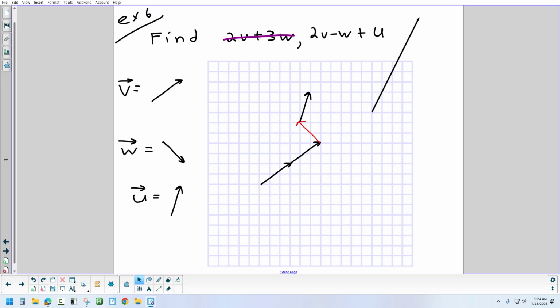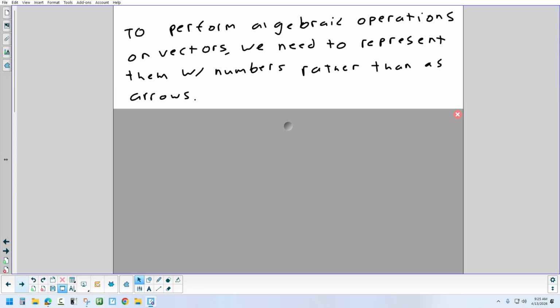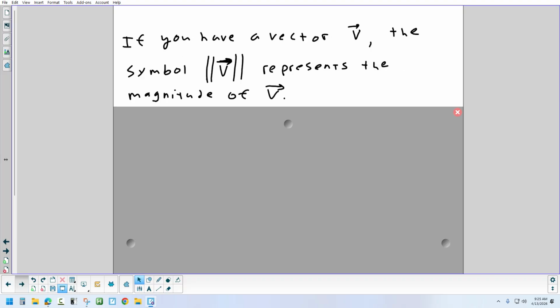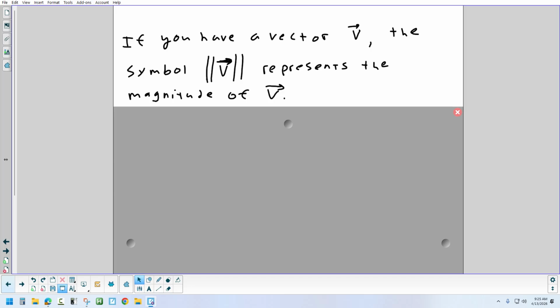Okay, so again, drawing's fine, but for everything we've done so far, it wasn't really necessary. It gives you a good visual. You can see the resultant vector or the composite vector really well, but it's not always the fastest method. So we're going to start talking about other ways we can do things with vectors that are more numeric and less visual.